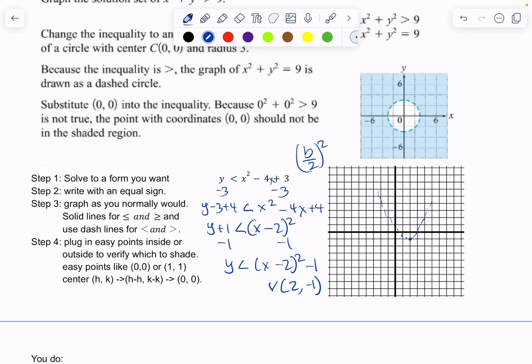It's really hard doing dashed lines on here. So let's check a point that is valid. I really like easy points. 0, 0 is on the outside of this, so let's check 0, 0. Is 0 less than negative 1? No, that is not a valid statement. Because it's not valid, it can't be on the outside. It has to be on the inside. So let's highlight the inside. This is what you get.